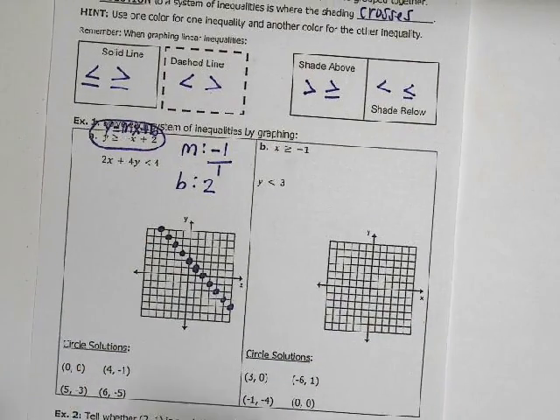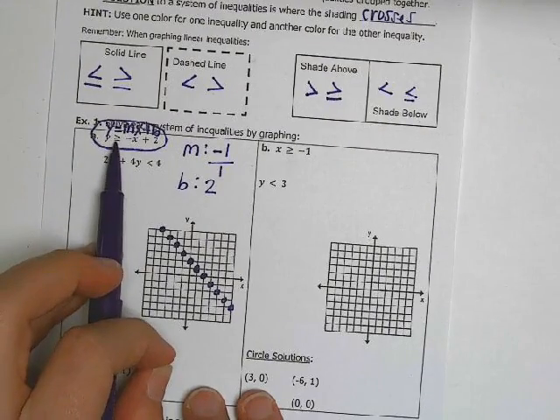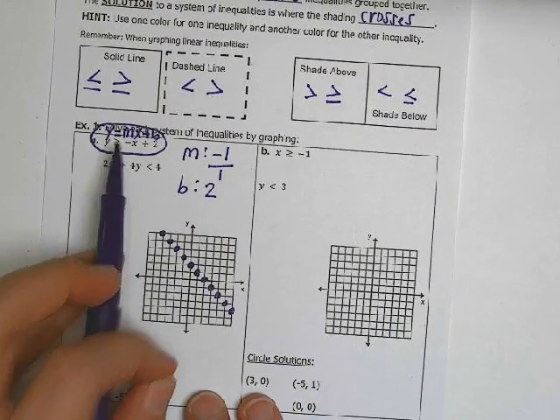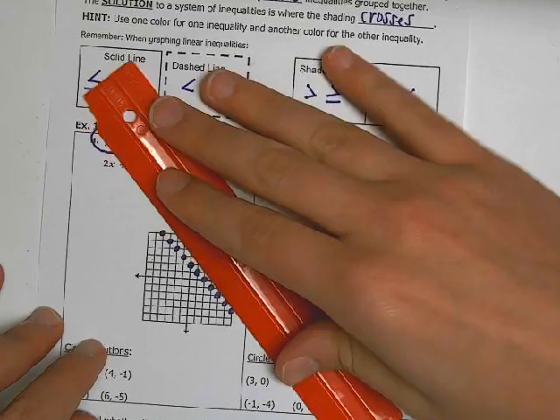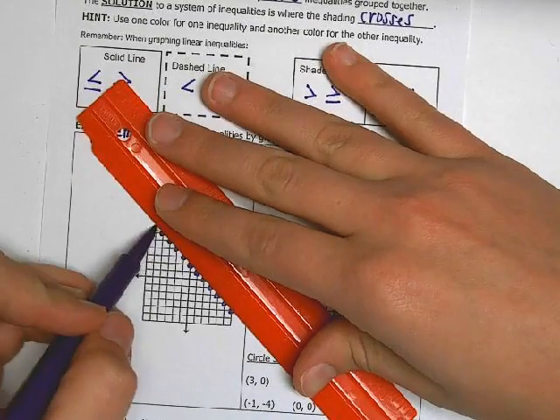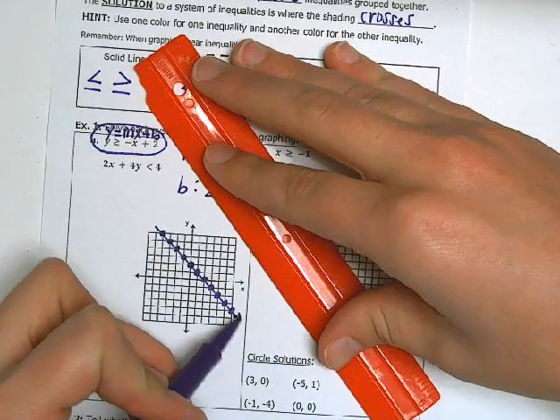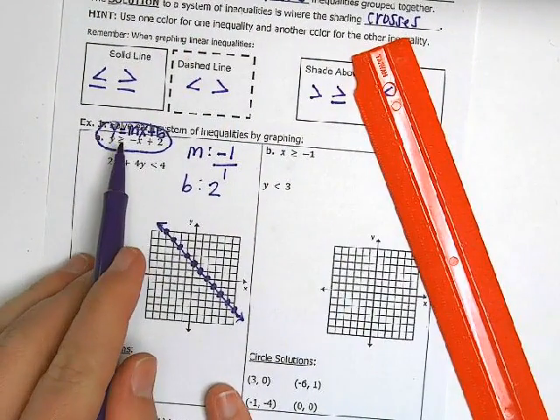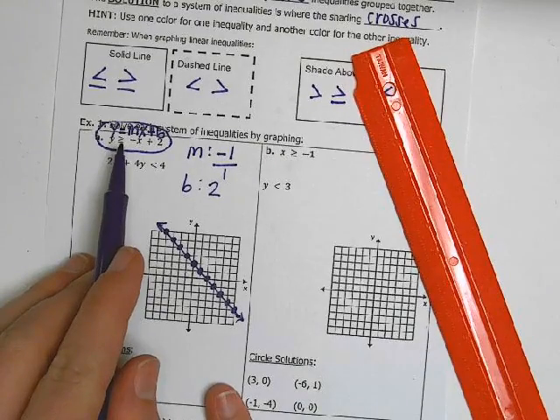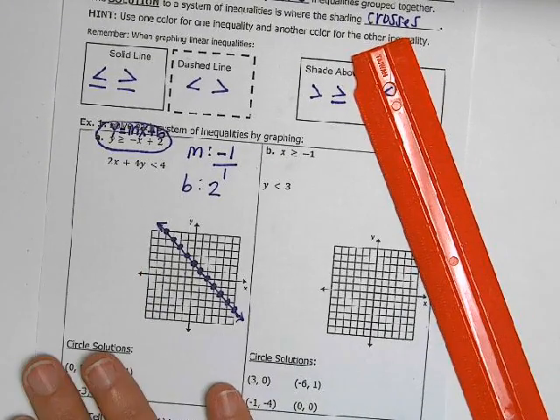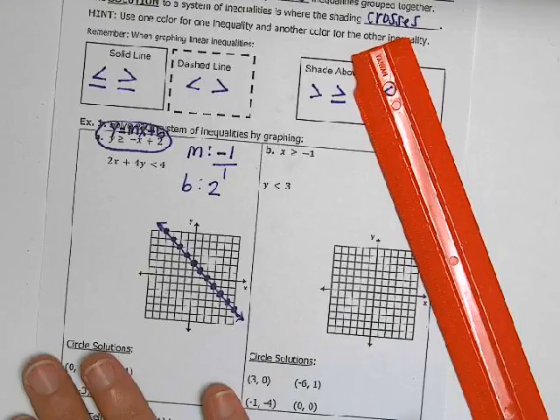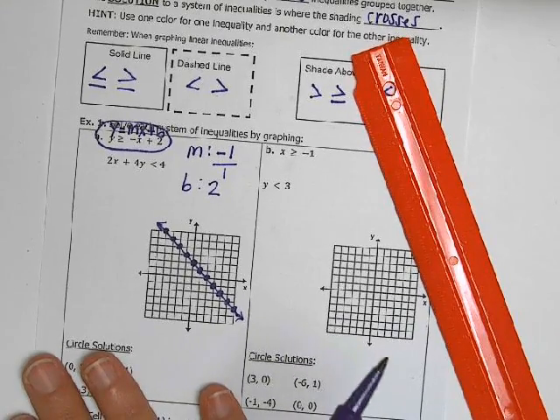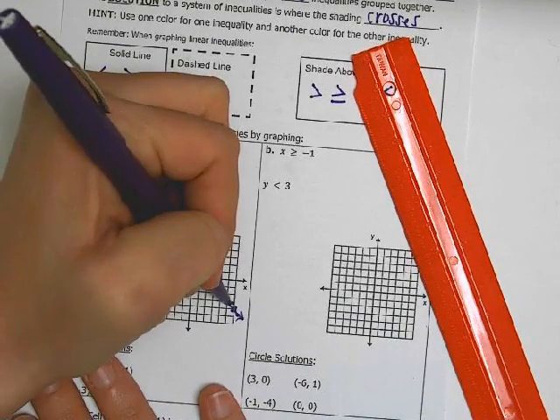Okay, what type of line am I going to have? Solid. Is there a solid line under the symbol? Yes. So then I'm going to have a solid line on my graph. Then I've got to shade. Well, how do you say this symbol? Y is greater than. Good. Greater than or equal to. So am I going to shade above or below if it's greater than? Above. Okay, so lightly shade above.